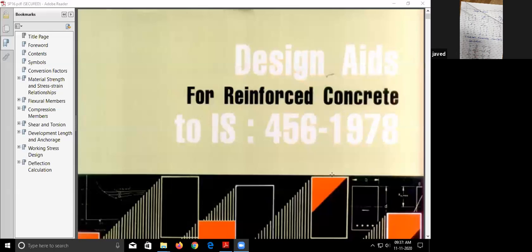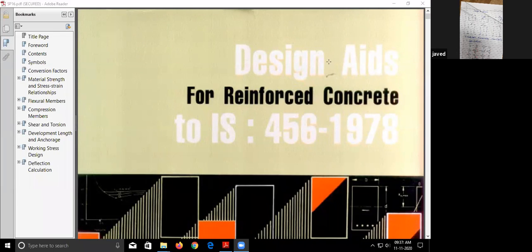ठीक है, so I'll just share my screen. Let us understand these charts. I hope everyone has the soft copy of this. SP16 का soft copy है? Okay, fine, no problem. ठीक है, so because we are going to use this to design the columns.